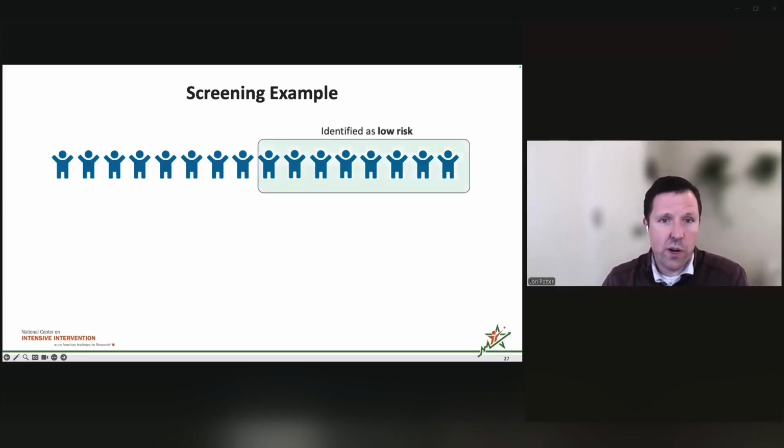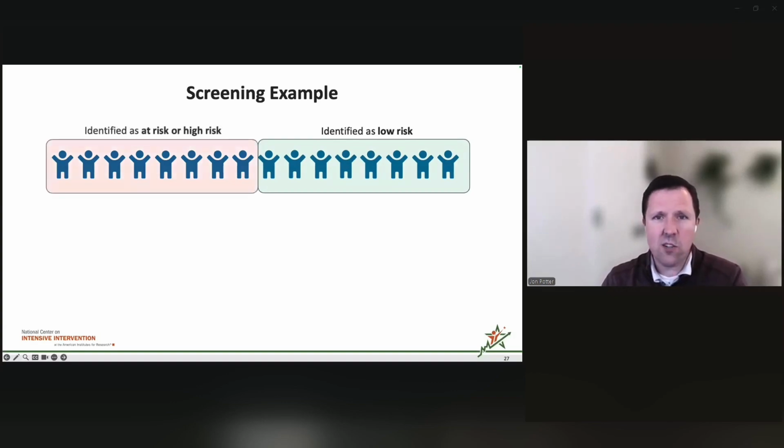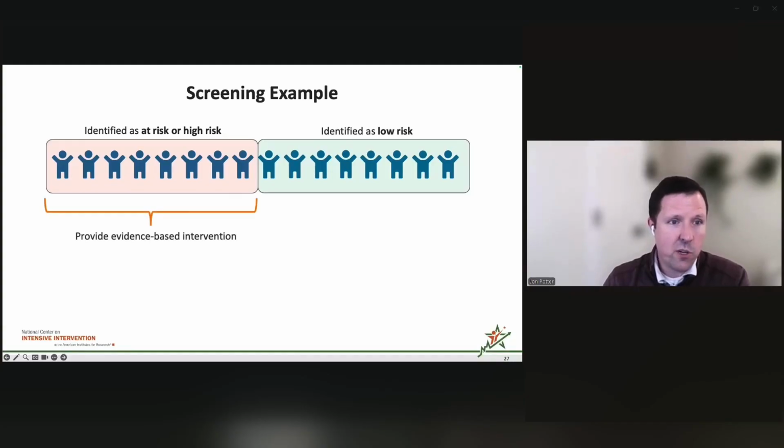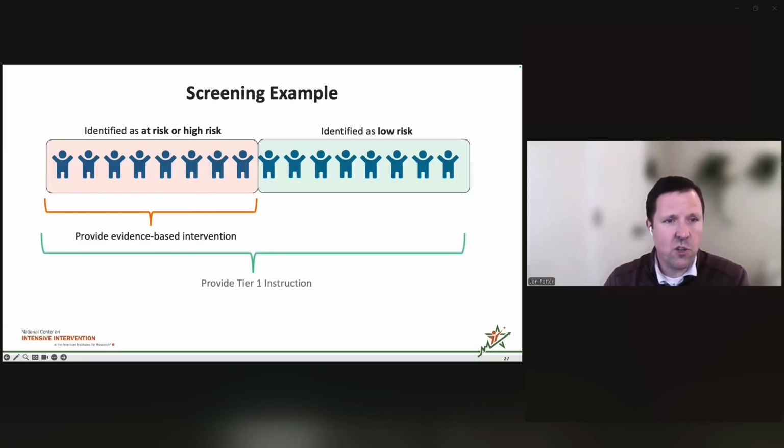A screener is going to look at all your students, and it's going to benchmark and say something like, these kids are identified at low risk, they're on track, continue what you're doing. And these students are at high risk or at some risk, and we need to provide some interventions for them to be proficient readers. So we take all those students who are identified as high risk, in need of intervention, and we would want to provide intervention to those students.